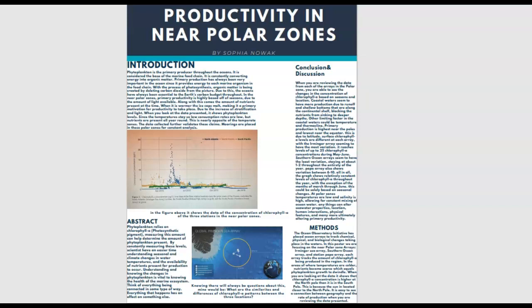If you look at the graph on the poster, it shows the data of the concentration of chlorophyll A of the 3 stations in the near polar zones. Knowing there will always be questions about this, I'd say my main question would be, what are the similarities and differences of chlorophyll A patterns between the 3 locations?